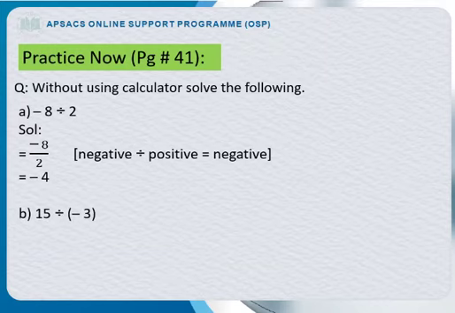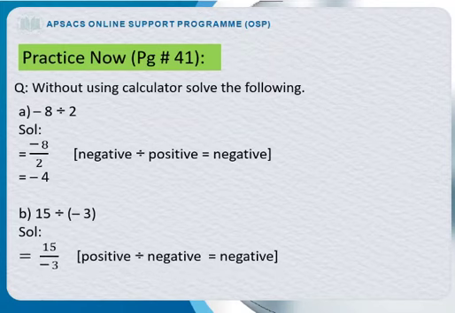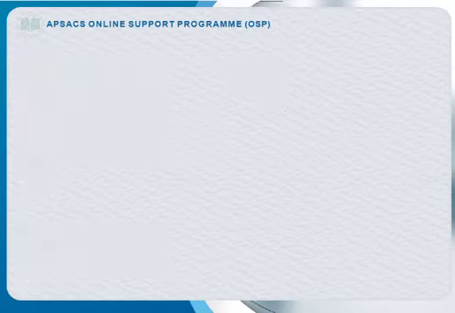Now part B is 15 divided by minus 3. First you will put the heading of solution and you can write 15 divided by minus 3 as 15 out of minus 3. Whenever we have a positive number and we divide it by a negative number, the final answer will be a negative number. First, we will divide 15 by 3, we'll get 5 and the negative sign as it is. So, it means our final answer will be minus 5.